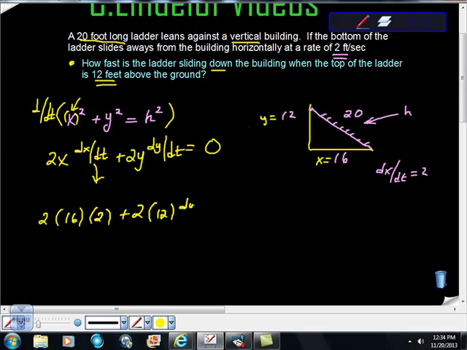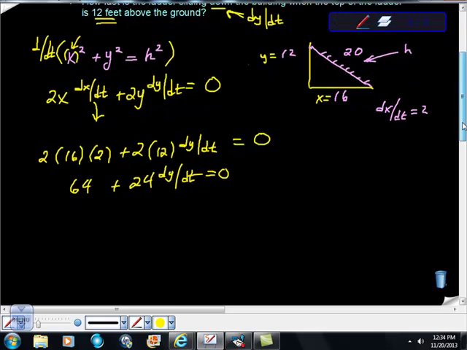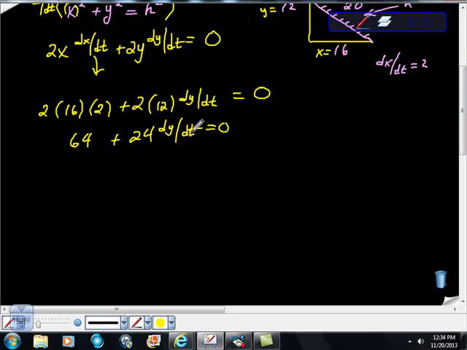dy/dt is what we're interested in, isn't it? This says, how fast is the ladder sliding down? So that's dy/dt, right? That's dy/dt, change in height, it's sliding down, is equal to 0. So, do all this math, this together goes to 64. This together goes to 24 dy/dt. Is equal to 0.